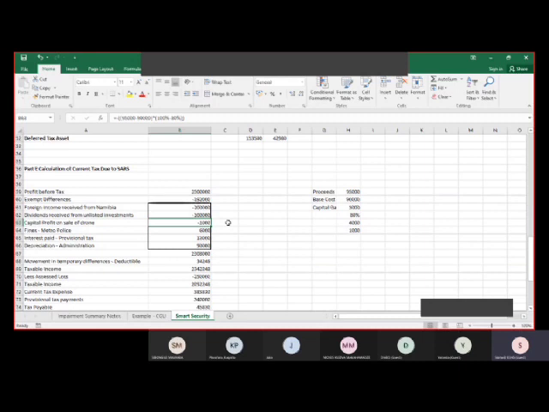Remember, now we are calculating tax. It's not accounting profit. You see? That's why we are separating. You happy? Yes, sir.